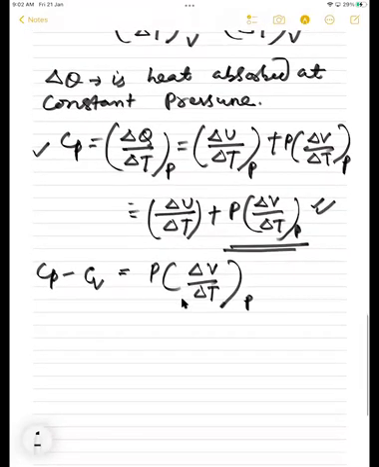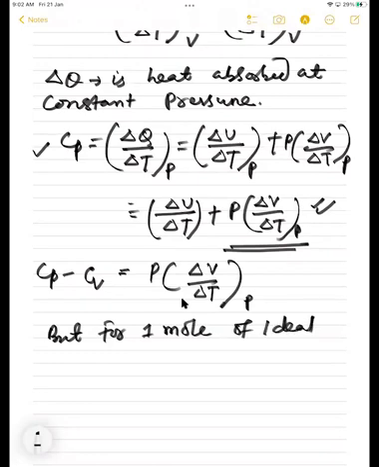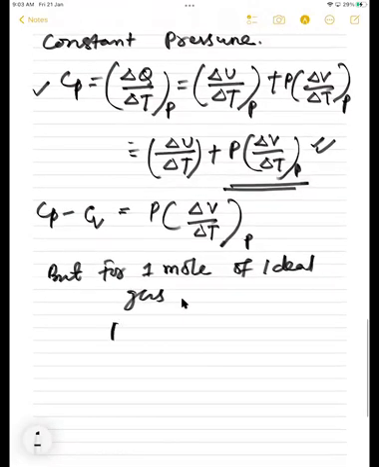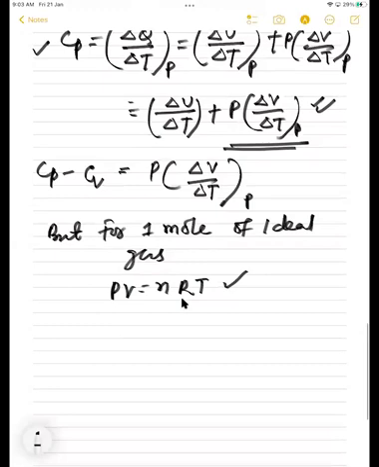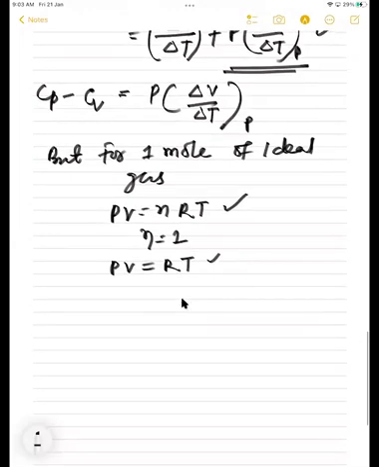And students, you know for 1 mole of an ideal gas, PV is equal to nRT. You know this equation? For 1 mole, n is equal to 1. If I put n equal to 1, then PV is equal to RT, where R is the gas constant. Okay, students, let's differentiate both sides with respect to time.